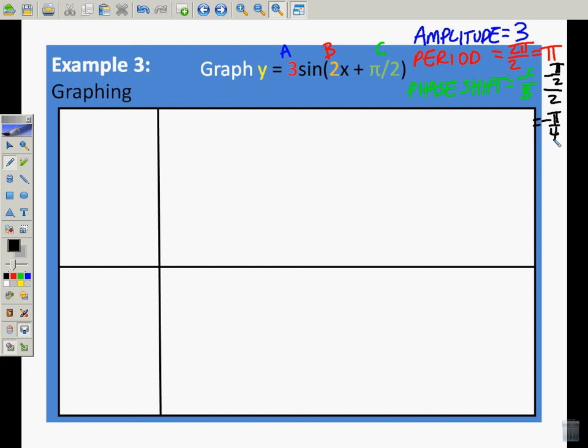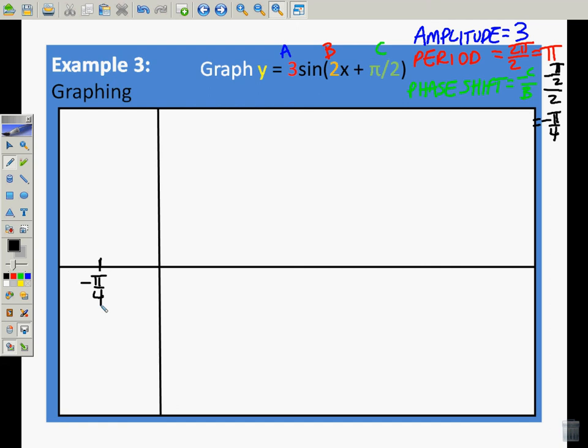Okay, so now, where do we start? Well, we know that our period is going to be pi, and we're going to be starting at negative pi over 4, so let's graph that first. So this is negative pi over 4. We're going to be going through a complete cycle, which has a period of pi.